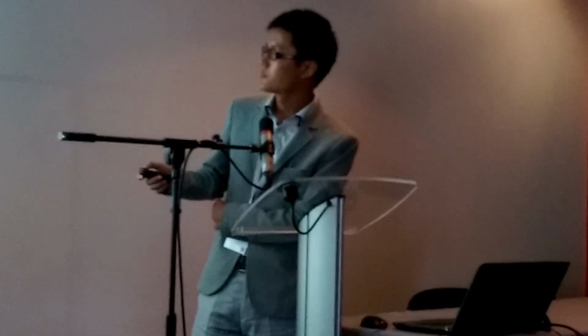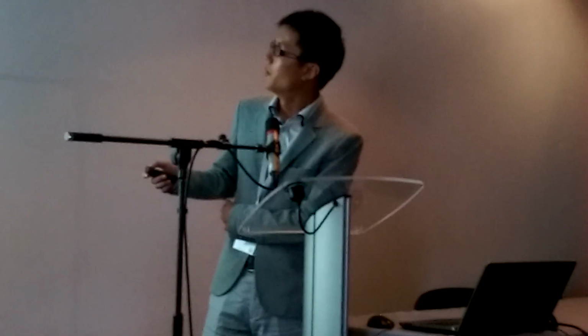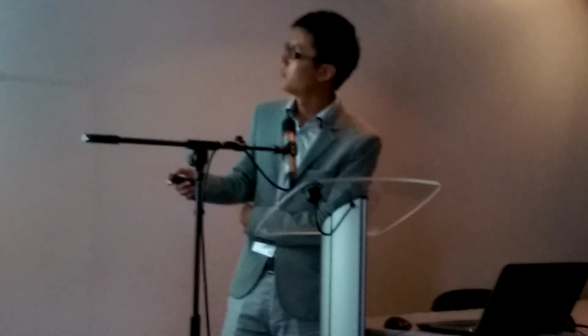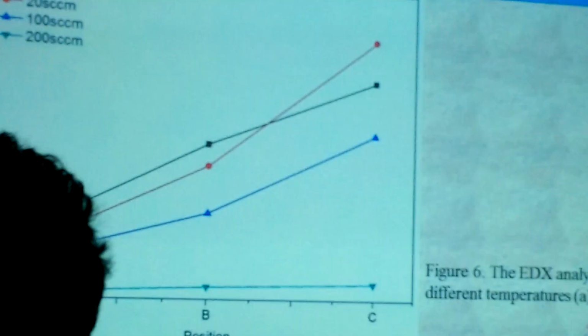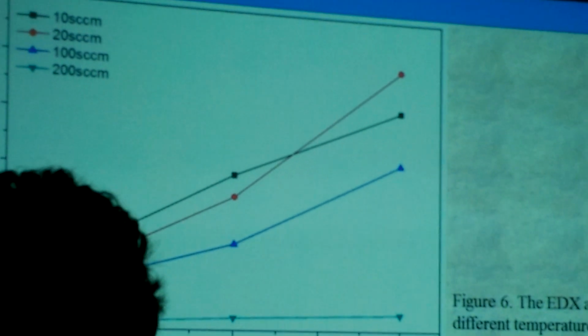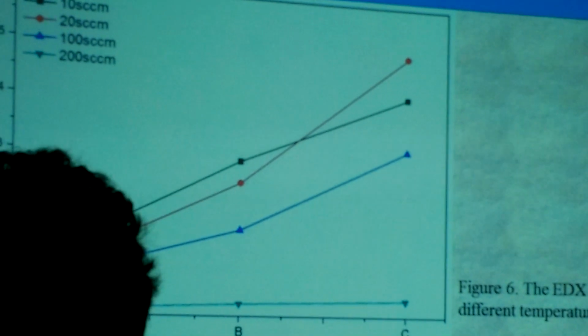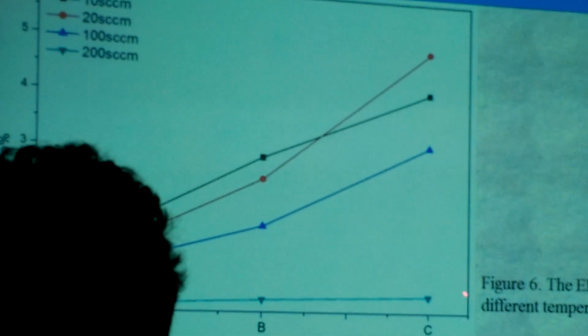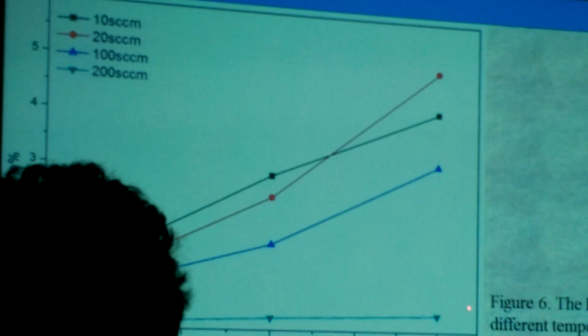And as we consider the gas flow rate, black, red, blue, and green lines represent 10, 20, 100, and 200 SCCM. And as you can see, when we raise the gas flow rate, the concentration distribution in the furnace was more uniform.